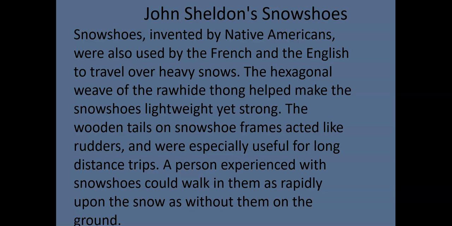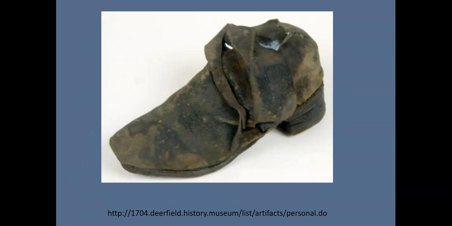Here are some more details about them. These are John Sheldon's snowshoes. We know snowshoes were invented by the Native Americans. They were also used by the French and the English to travel over heavy snows. The hexagonal weave of the rawhide thong helped make the snowshoes lightweight yet strong. The wooden tails on the snowshoe frames acted like rudders. They were especially useful for long-distance trips in the snow. A person experienced with snowshoes could walk in them just as rapidly on snow as without them on the ground. So those snowshoes are one artifact.